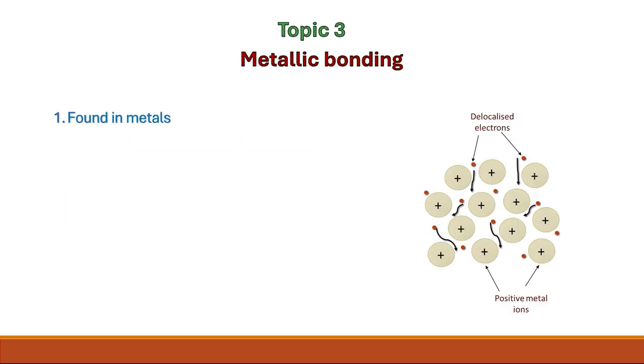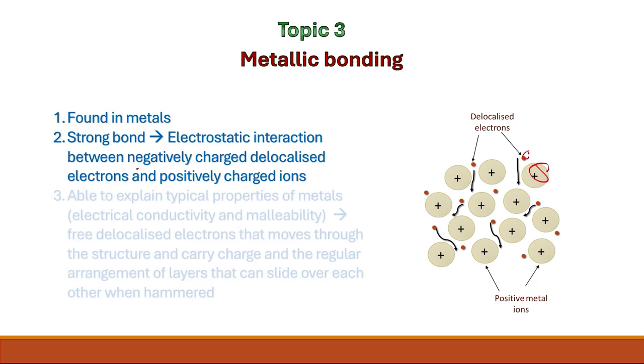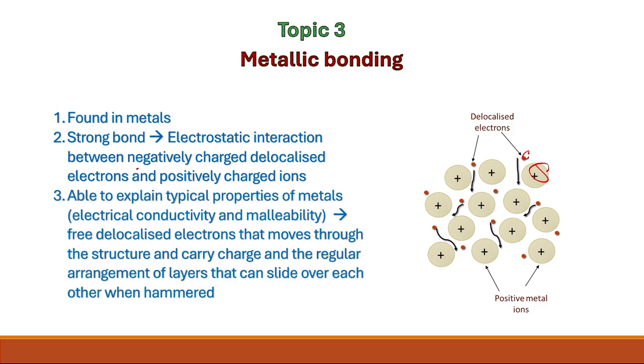Metallic bonding. Metallic bonding is found in metals. It's a strong bond that comes from the electrostatic interaction between negatively charged delocalized electrons and positively charged ions. You should be able to explain the typical properties of metals like electrical conductivity and malleability. Remember that the free delocalized electrons that move through the structure can carry the charge.